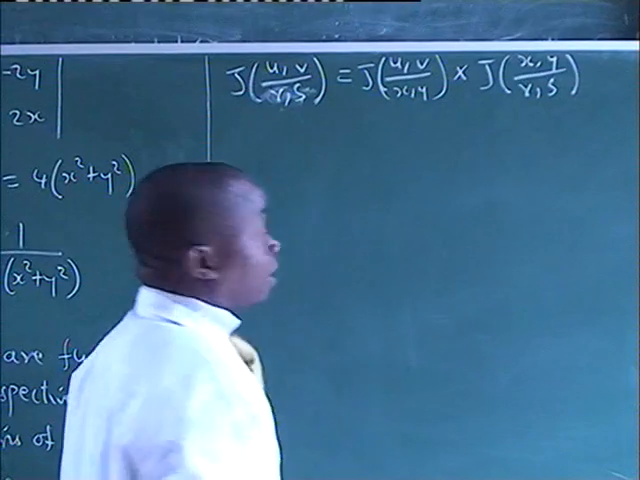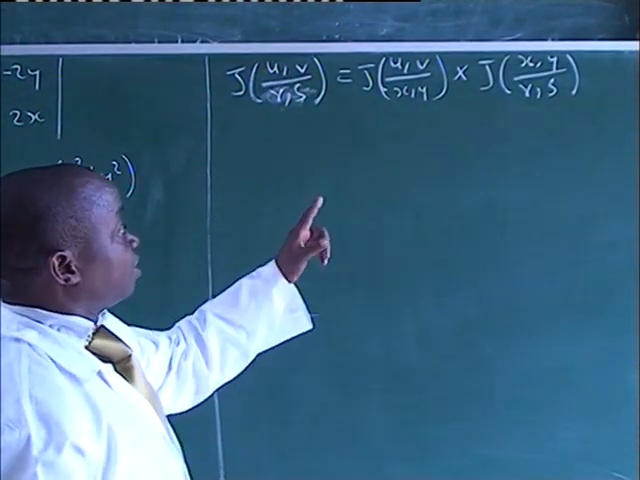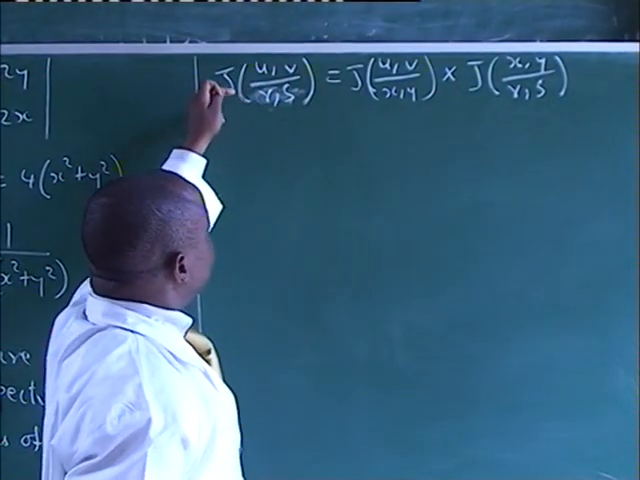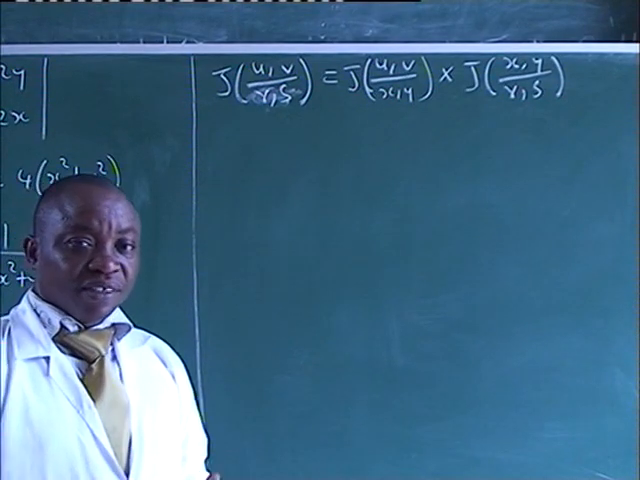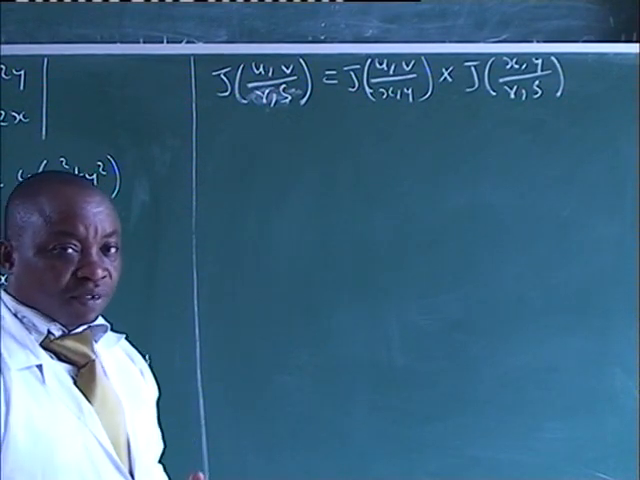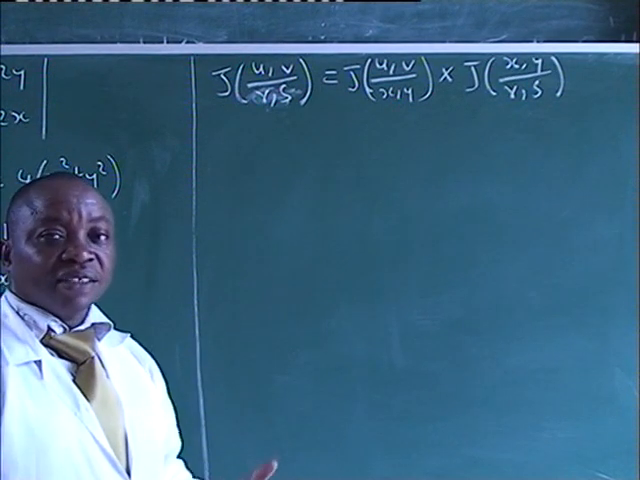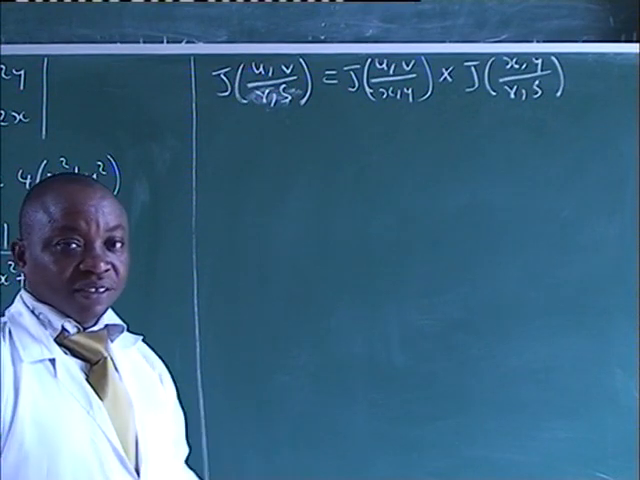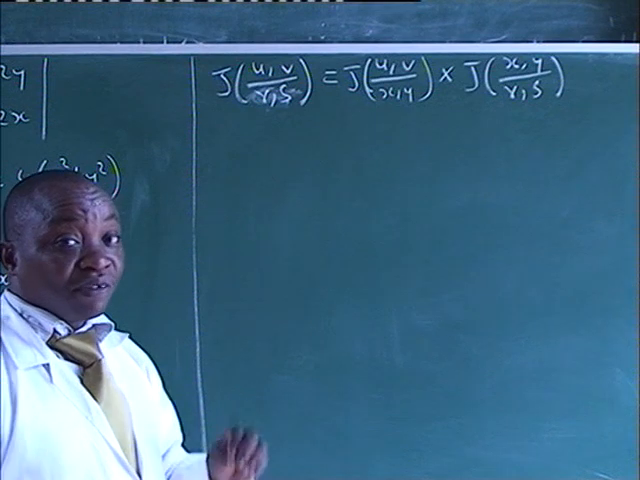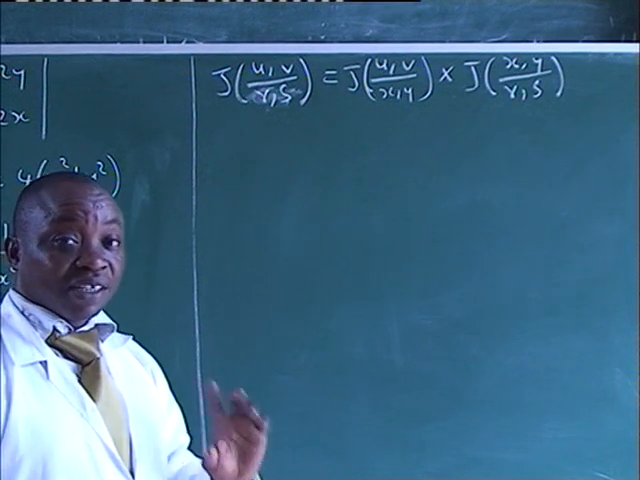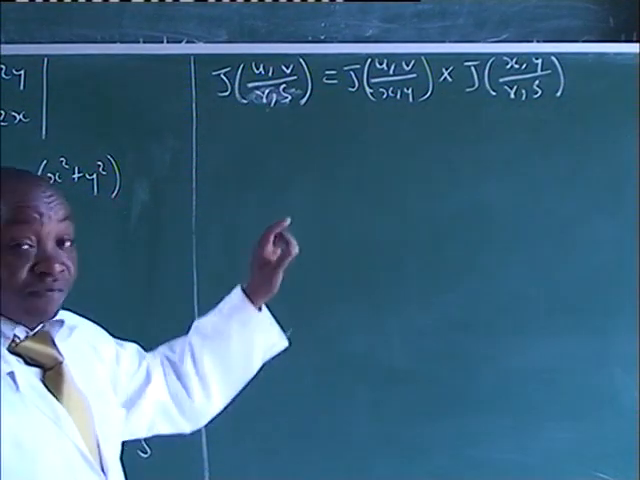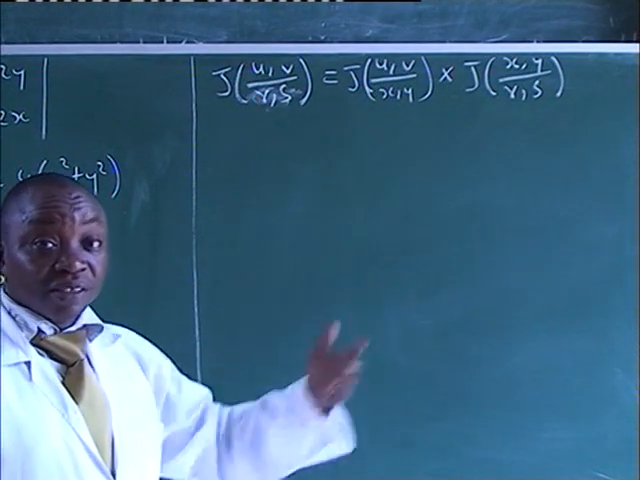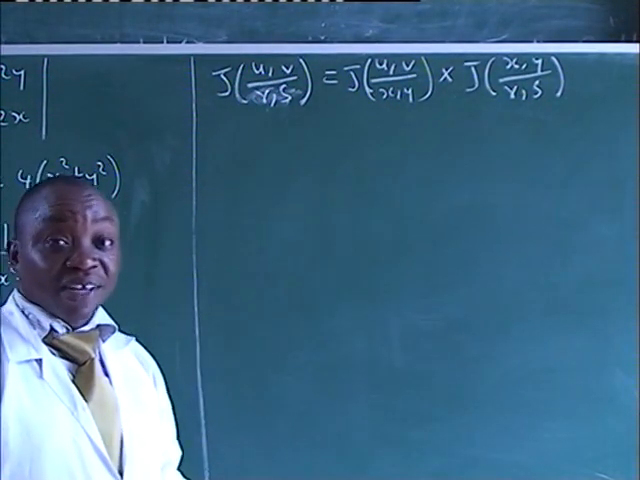Now see this one. This thing resembles the chain rule, is it? But it's not the chain rule anyway. But now see, in this one, u and v are functions of x and y, and x and y themselves are also functions of r and s. So, for me to take the Jacobian of u and v with respect to r and s, I have to take the Jacobian of u and v with respect to x and y times the Jacobian of x and y with respect to r and s.